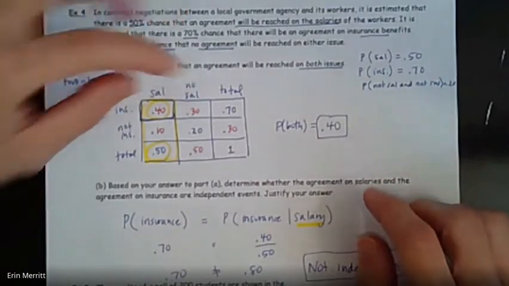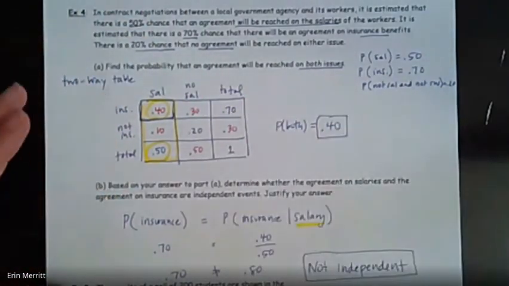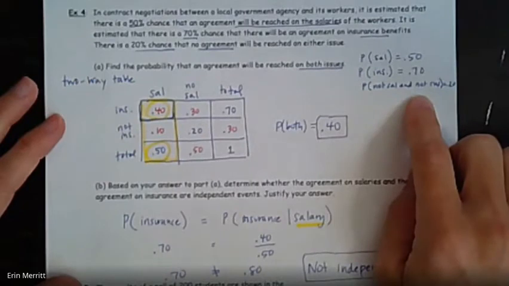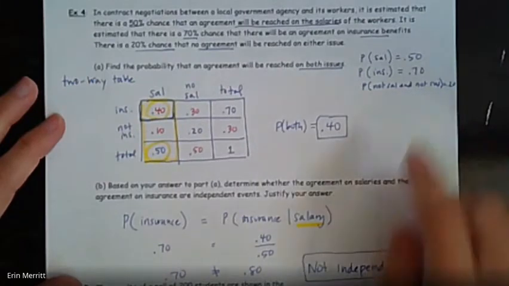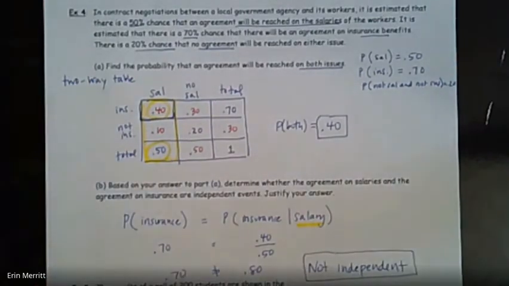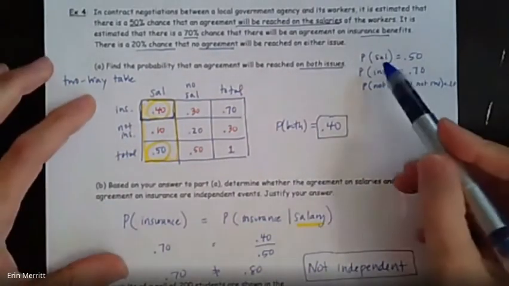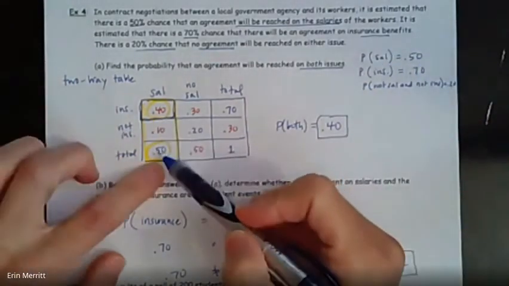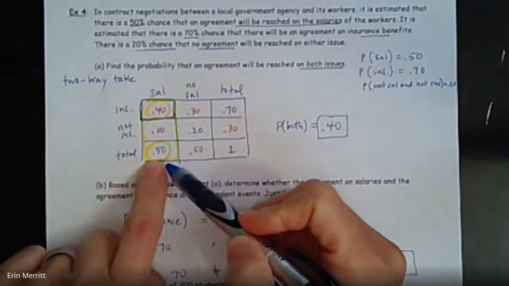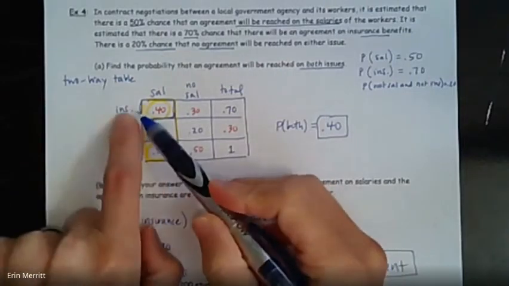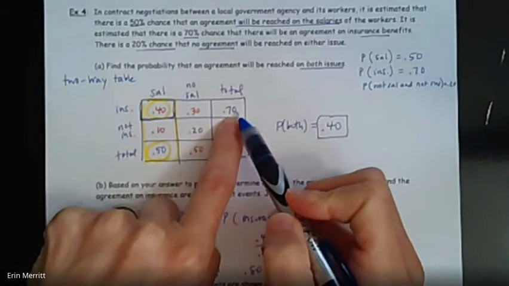So one category on top, one on the side, totals on the ends. In here, what you can see is the information that they gave me. I put that in the blue. So the fact that they tell you the probability of the salaries is 0.5, that's the total. So that's the 0.5 that went down here. The probability of insurance was 0.7. That's the total insurance. That's the 0.7 here.